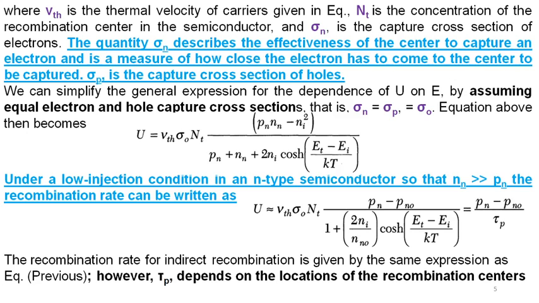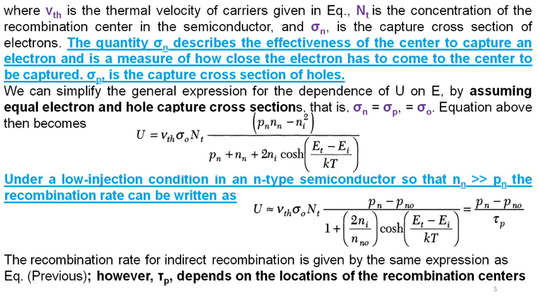Nt is a new term added, that is the concentration of recombination centers as shown in figure 1 in your semiconductor material. Then sigma n is the capture cross section for electrons, and sigma p is the capture cross section for holes. Then we can write this recombination rate U equation assuming sigma n and sigma p are equal, so the previous equation can be modified like this. When we put sigma n equal to sigma p equal to sigma naught, the equation becomes like this.